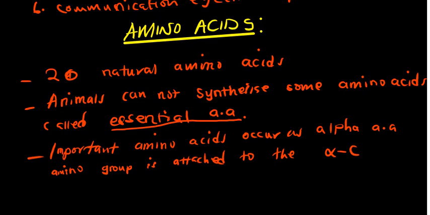So for example, we have glycine. Glycine doesn't have a chiral alpha carbon. The alpha carbon that is referred to in glycine is attached to two hydrogens. So we don't have four different groups that are being attached. So all the other 19 amino acids have chiral alpha carbons. So let's proceed.